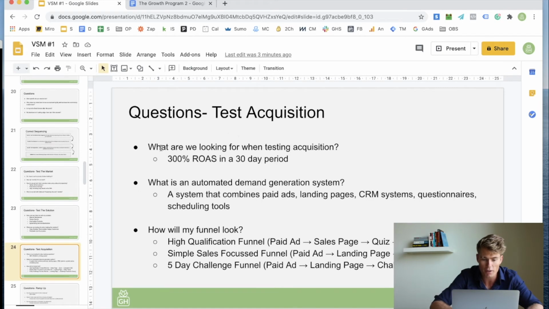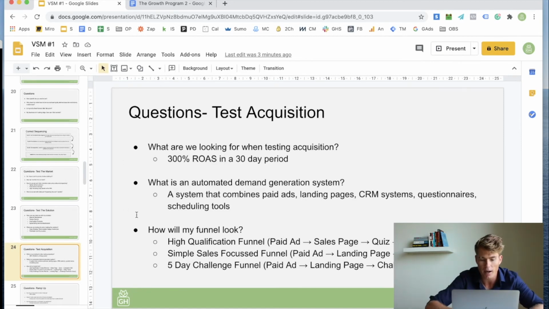And then just moving on to acquisition. What are we looking for with testing acquisition? We want a 300% return on ad spend within a 30-day period, which we are going to get through automated demand generation systems. Now, what is that? That is a system that combines paid ads with landing pages, with a CRM, with questionnaires, with scheduling tools, all together into a system which takes people and grabs their attention online, funnels them down to an evaluation call, and allows us then to sell.